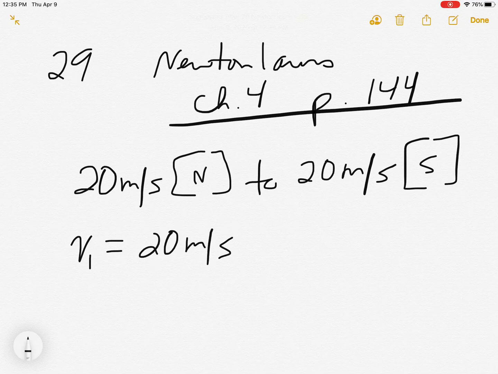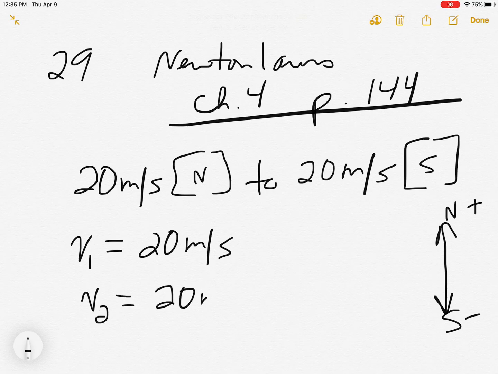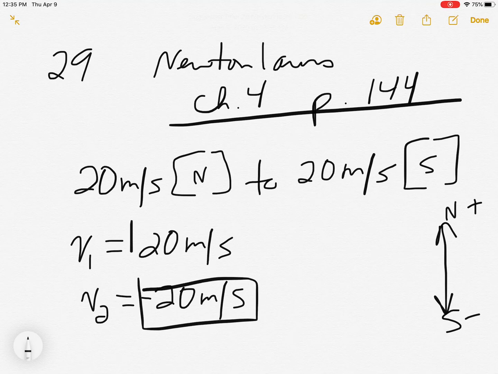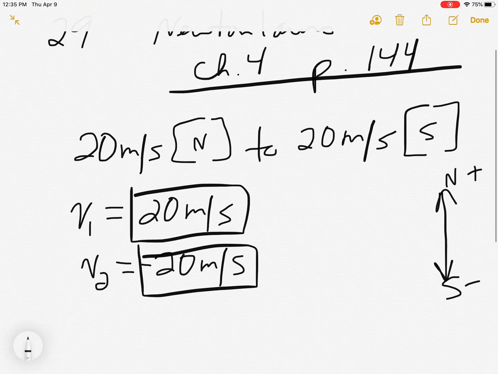So that means that V1 is 20 meters per second, but we have to use a north-south reference frame where north is positive and south is negative. So we would call this 20 meters per second. But V2, because it's 20 meters per second south, we'd have to put a negative sign in front. So that's the difference here between those two velocities. They're both 20 in magnitude, but their opposite directions means one is plus and one is minus.